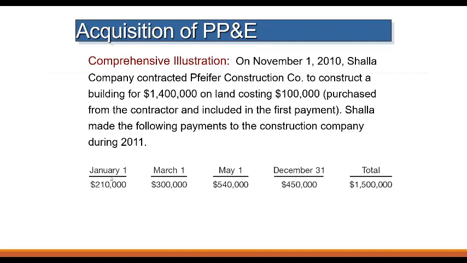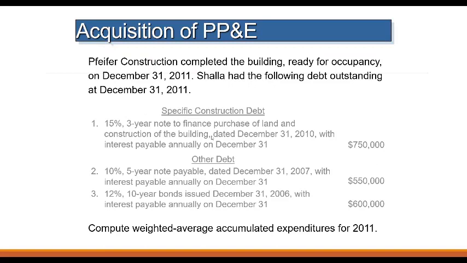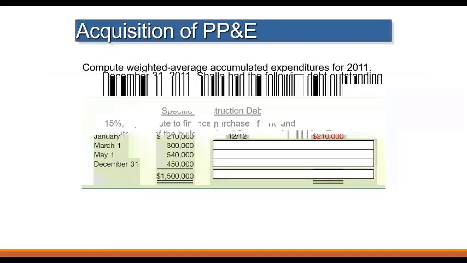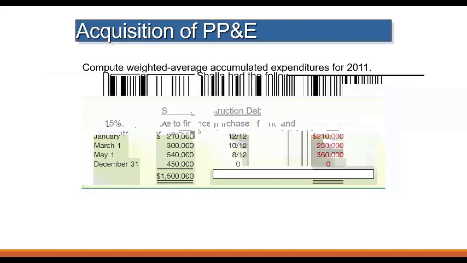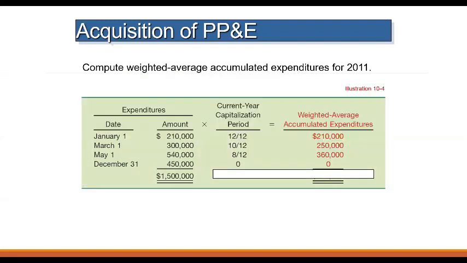210,000, okay, and it lasts for 12 months. 210,000 will be multiplied by 12 over 12, which is 210,000. Then March, 2 months only have passed. 300 multiplied by 10 over 12. Then May, 8 over 12. December, because it is December, it didn't last with us for any of the period, it is 0. The weighted average accumulated expenditure is 820,000.